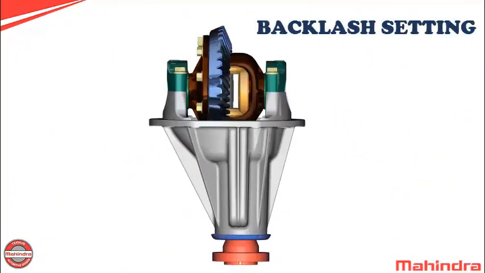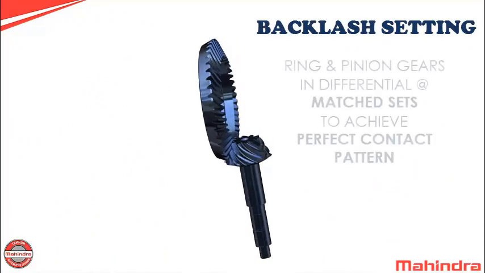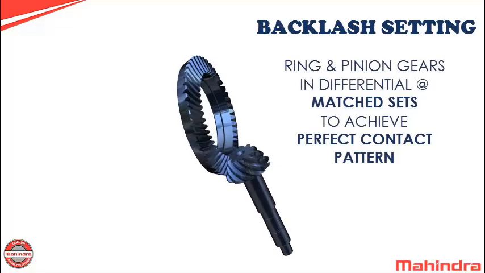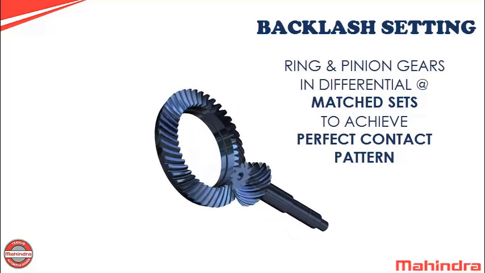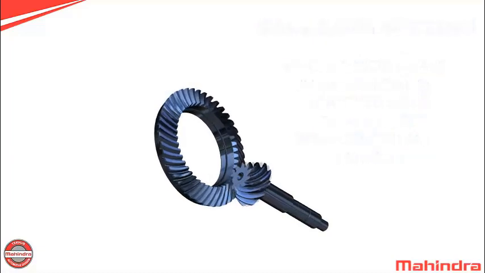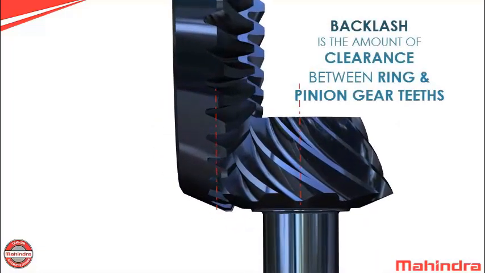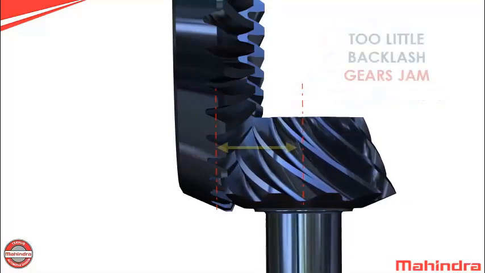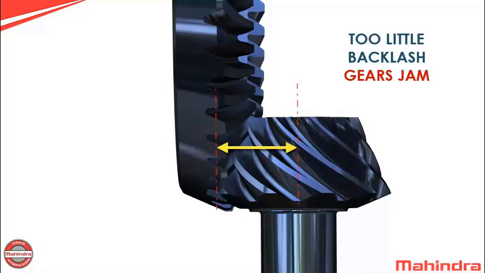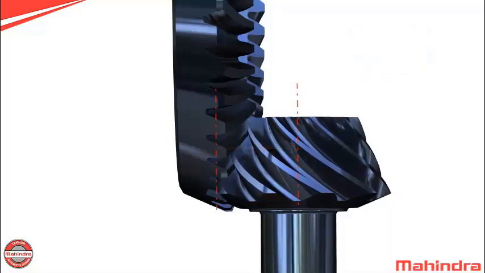Now we'll see the method of backlash setting in ring gear and pinion. We know that the ring and pinion gears in differential assembly are matched sets to achieve the perfect contact pattern. And backlash is the amount of clearance between the ring gear teeth and pinion gear teeth. Too little backlash could cause the gears to jam, and too much backlash could cause noise concerns.